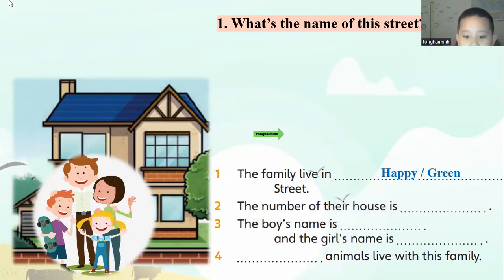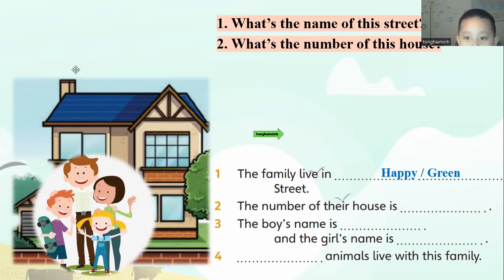What is the number of their house? Just give me any number. It's 13, 4, or 5. Very good. Can you please say it again? The number of their house is 13, 4, or 5. Very good. That is correct.